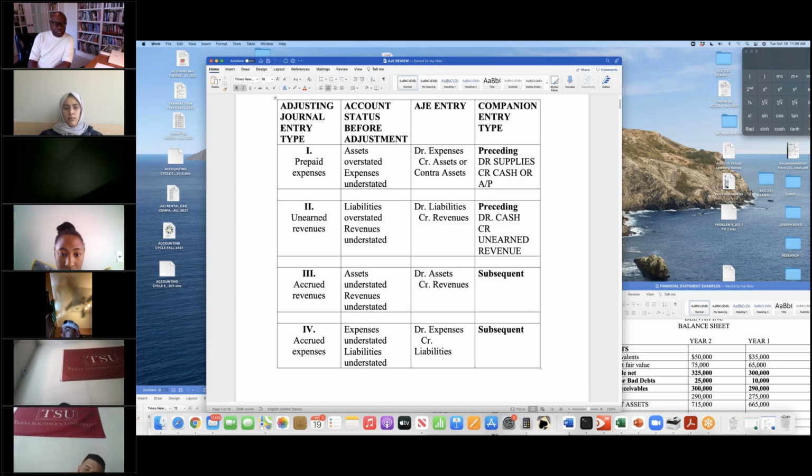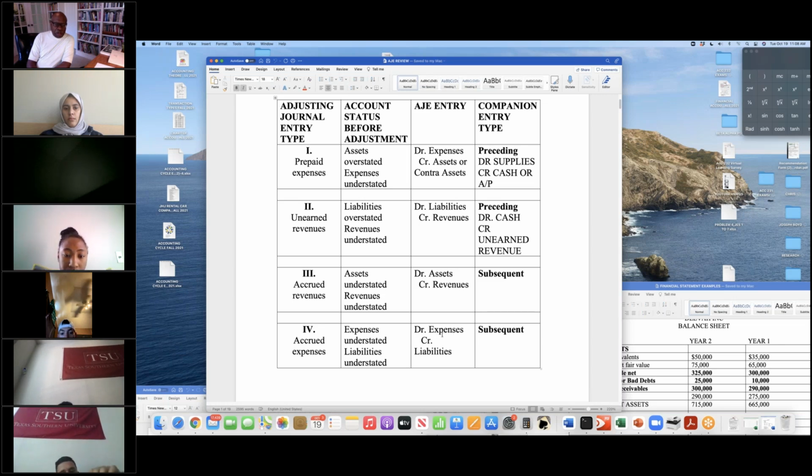And if revenues have been earned, we're going to debit an asset, and we're going to credit revenue. What you're going to discover is that we've already been doing adjusting entry 3. Then adjusting entry 4 is the big thing we have to do.